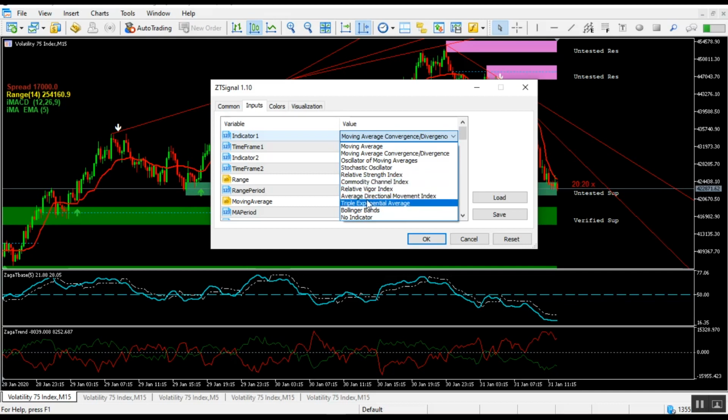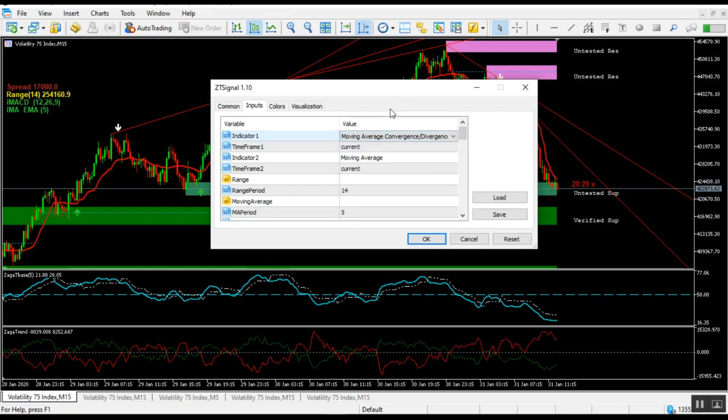This is ADX, triple TEPA, Bollinger Bands, and no indicator. Whichever one you want to choose, apply it to the second indicator; you will see them at the left hand side here. So let's say I want to use ADX, and remember, if I change this, the arrow here will change automatically.